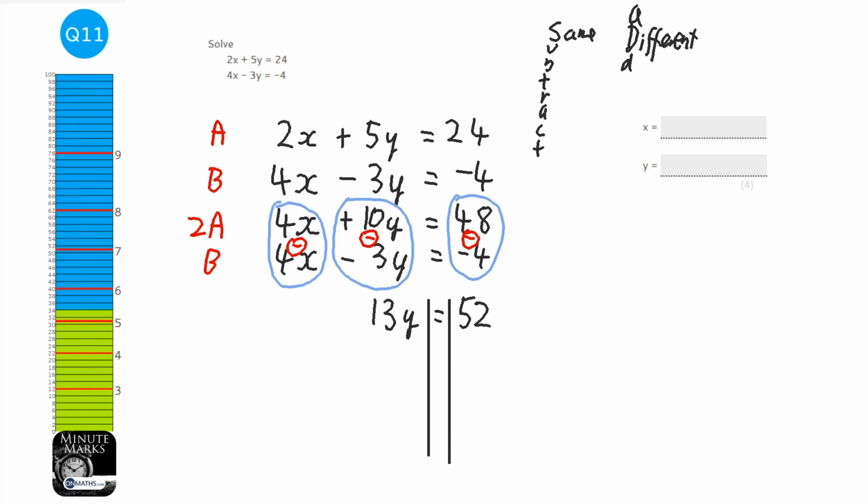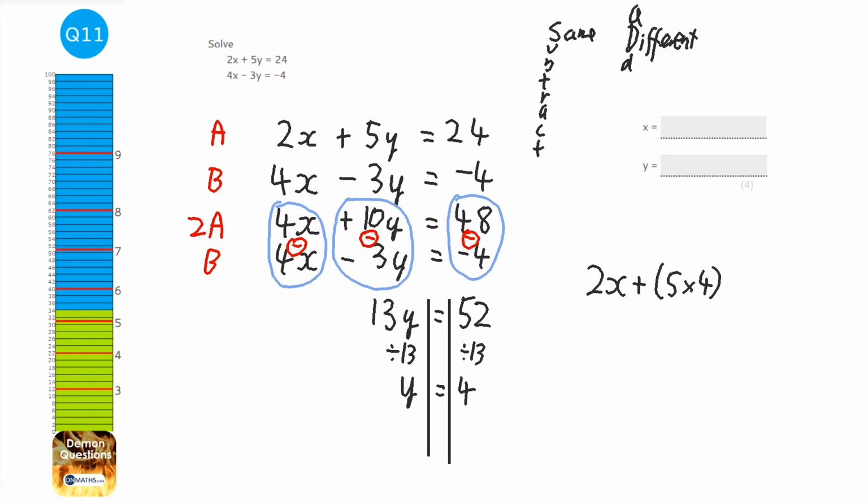Okay, next I need to do 52 divided by 13, and we're going to do both of these divided by 13. So we've got y equals, I think it's 4, so 4 times 13 is 52. So yeah, y equals 4. Then I'm going to pick one of the equations from the question and substitute the 4 in. I'm just going to pick the top one. So 2x plus 5 times 4, because we know that y is 4, equals 24. And again, put my lines in.